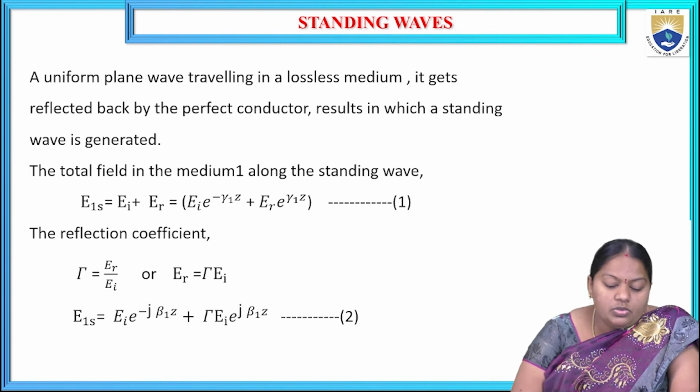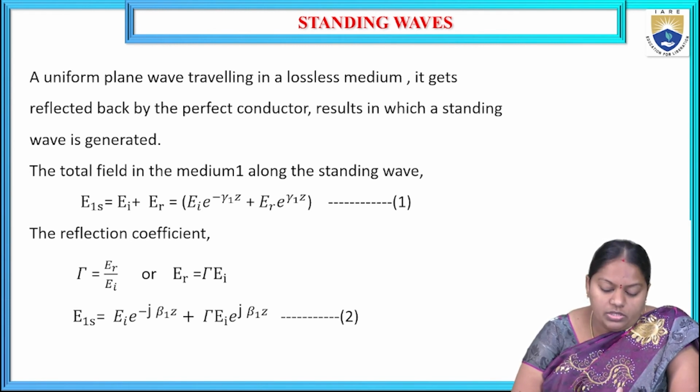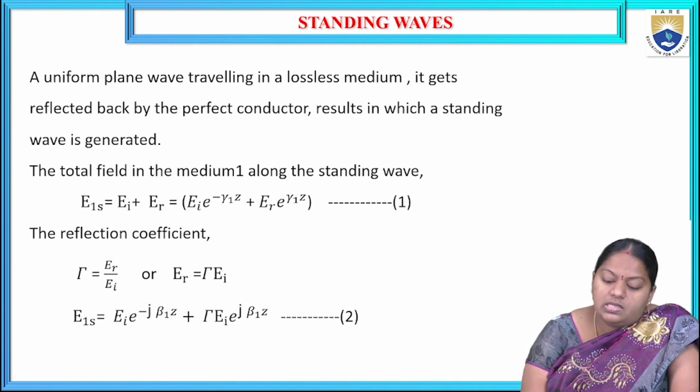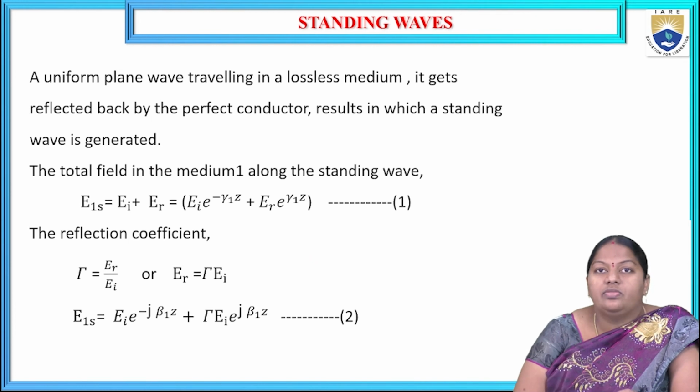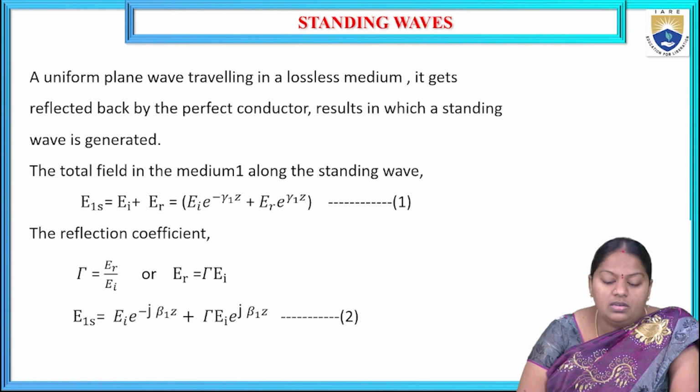Then, to get the standing wave ratio equation, consider a uniform plane wave traveling in a lossless medium. Lossless means perfect dielectric medium. It gets reflected back by the perfect conductor, as a result of which a standing wave is generated. Means the total incident wave is reflected back into the same medium. There is no transmitted wave present in the medium too. Hence, the combination of two waves is said to be standing waves. Those are also called stationary waves.